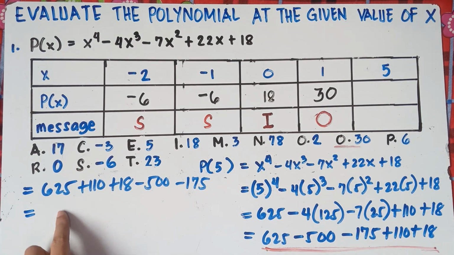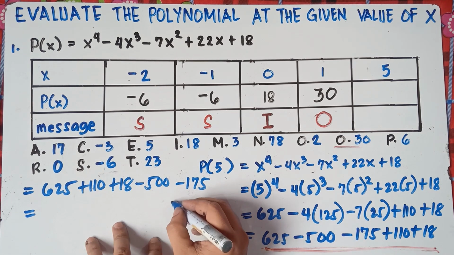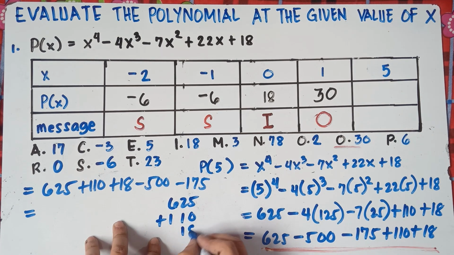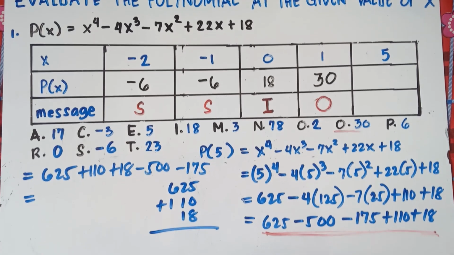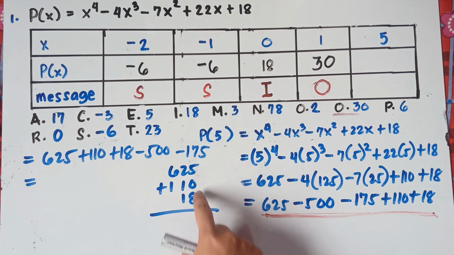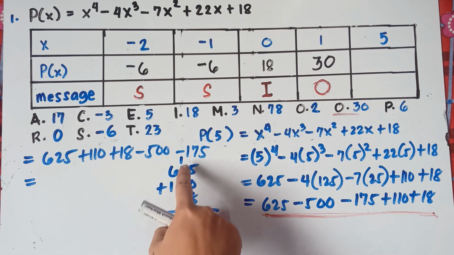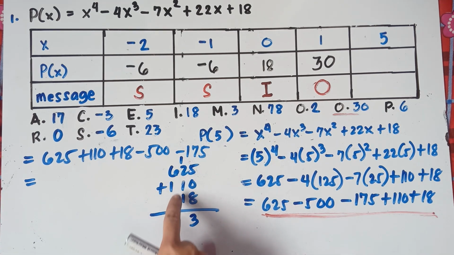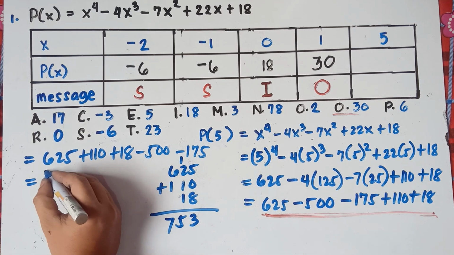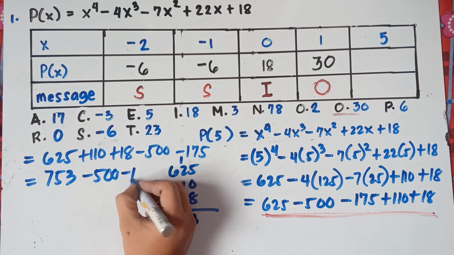Alright, so this will be 625 plus 110 plus 18. So let me add this one. 5 plus 8, that is 13. 3 carry 1. Then 1 plus 2 is 3. Plus 1 is 4. Plus 1 is 5. 6 plus 1 is 7. 753. Then minus 500, minus 175.